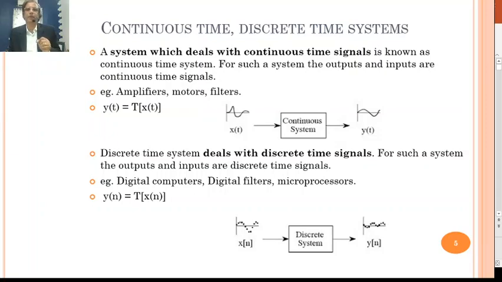When the input signal is continuous, and the output is continuous, that system is called the continuous time system. Examples for these systems are the amplifier, motors and the filters. And discrete time system deals with the discrete time signals. This is shown in this figure. This is discrete time signal, and the output is also discrete at discrete instances of time. And examples for the system are the digital computer, digital filter and the microprocessor, any digital system.